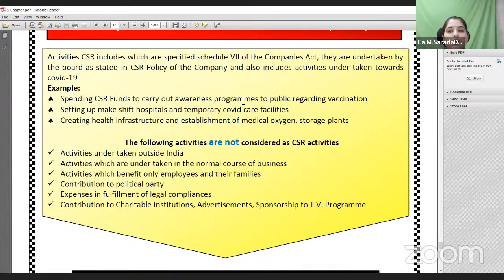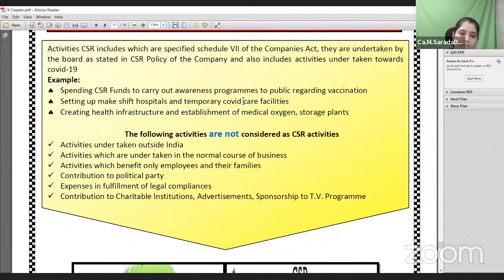Or the company is contributing an amount to a charitable institution. No. Or the company is sponsoring a TV program. No. And the company is contributing to a political party. No. Or fulfilling legal requirements. No. Or the company is donating an amount for the people outside India who are suffering, like the citizens of Ukraine because of the recent war. Those are not considered as CSR activities, because they do not fall under the categories of Schedule 7 of the Companies Act. Okay, so very important topic, CSR.